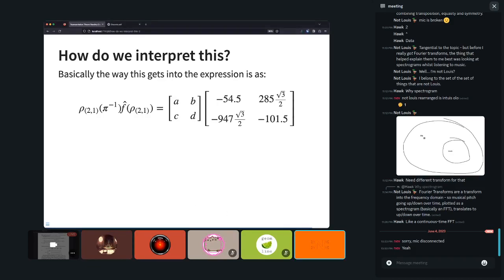Do you know of any other groups, other than the symmetric group, for which there's a fast algorithm like the FFT? Can you say that again? Do you know of any groups for which there's a fast algorithm for computing the Fourier transform, like for the symmetric group there's the FFT? I don't know. I don't think so. I'm not sure.